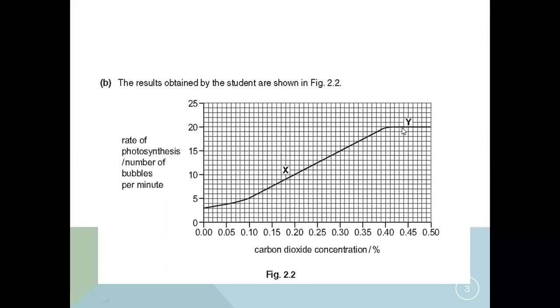Maybe the reason for this is that there is some other limiting factor, like light intensity, maybe temperature. Because of that the rate becomes constant. We have carbon dioxide, but the other limiting factors are not there, so the rate becomes constant. While at x there is no other rate limiting factor, at y carbon dioxide is not the rate limiting factor, maybe light intensity, maybe temperature. Because of that the graph becomes constant, and the rate of photosynthesis is not increasing further.